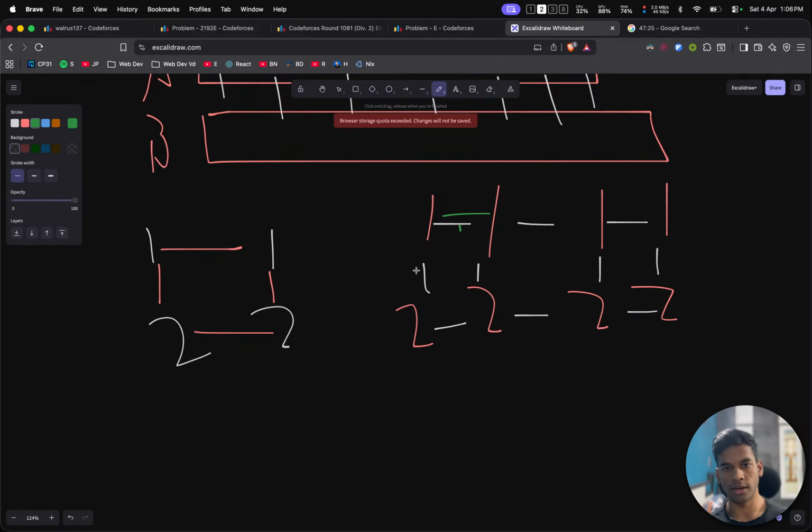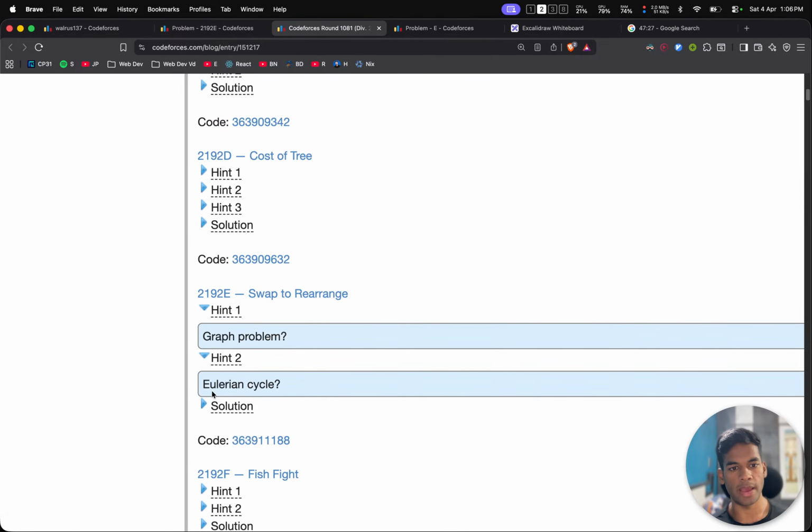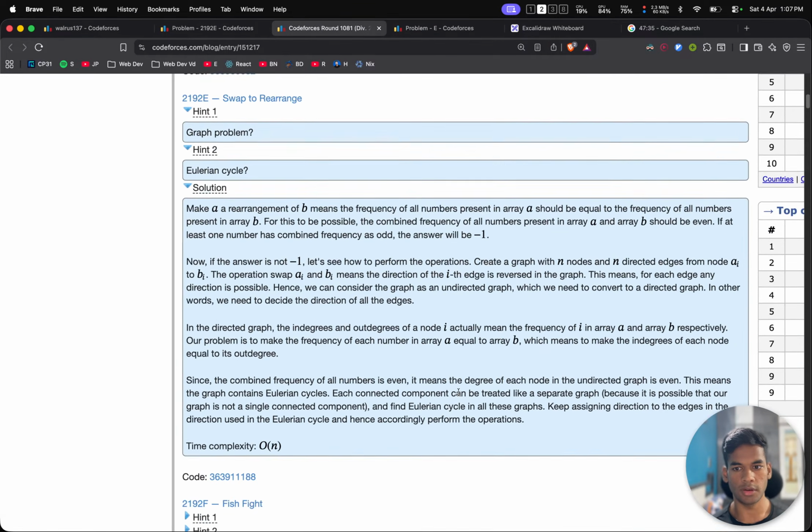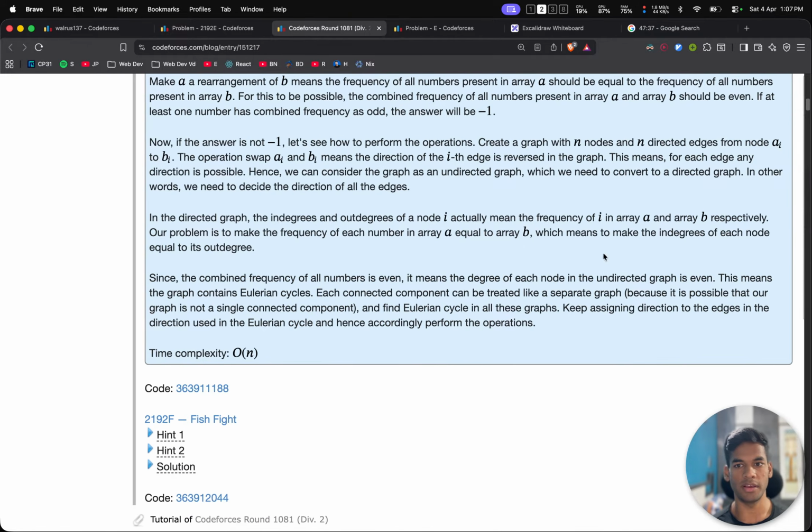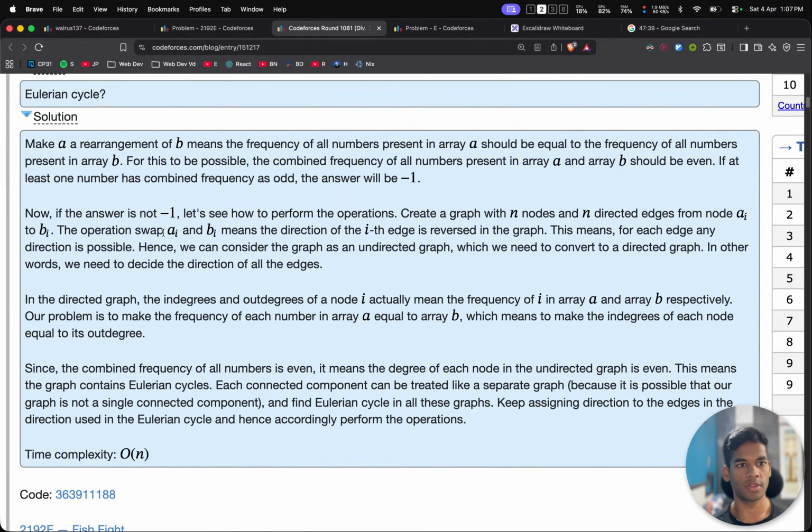Okay, I don't get how we can map the concept of Euler's cycle onto this problem. Let's look at this one. Yeah, it is quite big. Let's see.